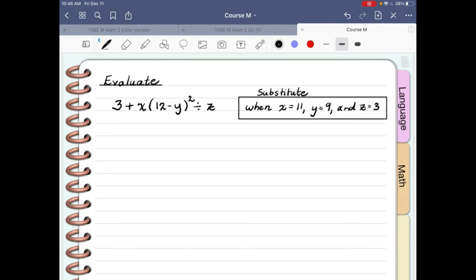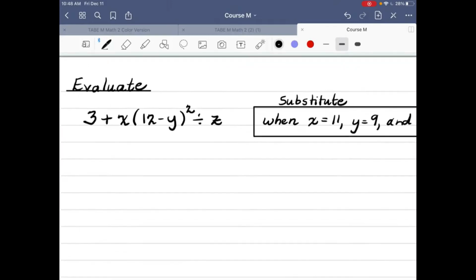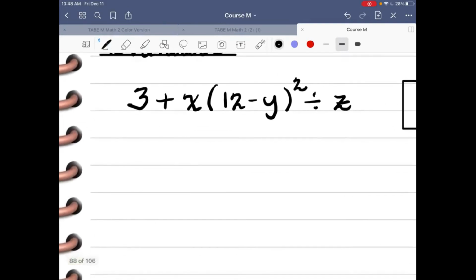Okay. So let's go back through and substitute the values. 3 plus x is 11. So instead of this x, let's put an 11. 12 minus y. Y is 9, to the second power, divided by z. Z is 3.